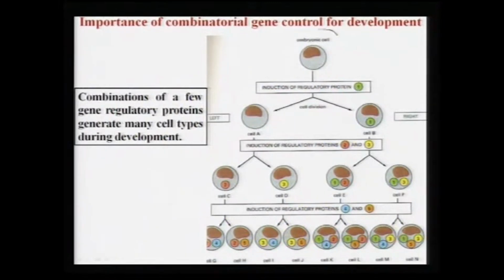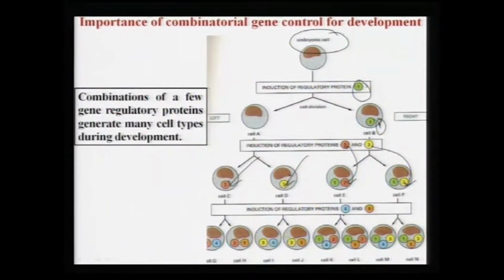So, this is the embryonic cells, it can be stem cells. Now, induction of the gene regulatory protein 1. So, here this protein is already inside the cell, this gene regulatory protein. So, this cell is divided into 2 daughter cells. Now, this is the induction of gene regulatory protein 2 and 3. Now, this 1 goes already inside, 2 is also coming here. So, 3 is coming here and 2 is coming here. Now, here these gene regulatory proteins are also coming into the individual 2 daughter cells, cell C and cell D.